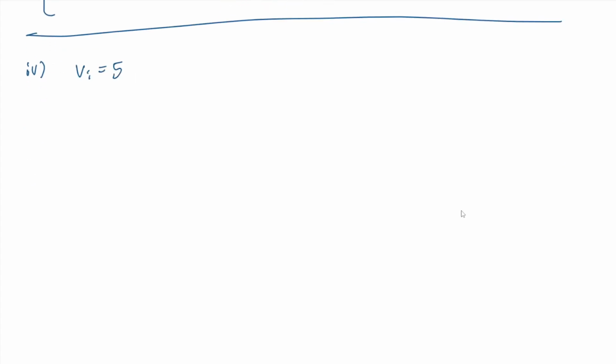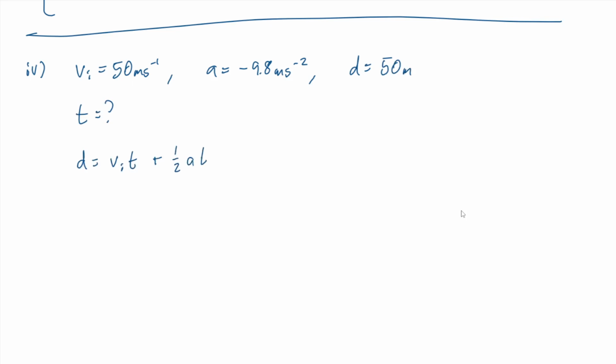Initial velocity is 50, acceleration is 9.8 meters per second squared down, distance, right, we're looking for the time it takes to reach a specific distance of 50 meters. Looking for time using our trusty quadratic kinematics equation. We can substitute in the known values, so 50 equals 50t plus half minus 9.8 t squared.